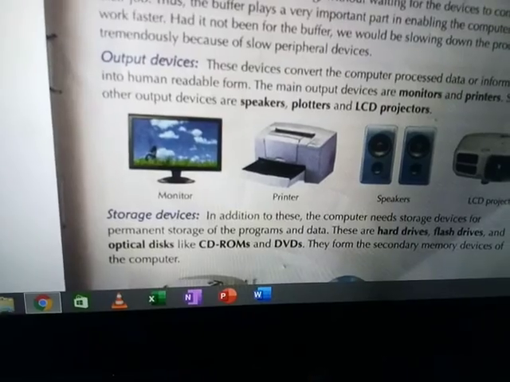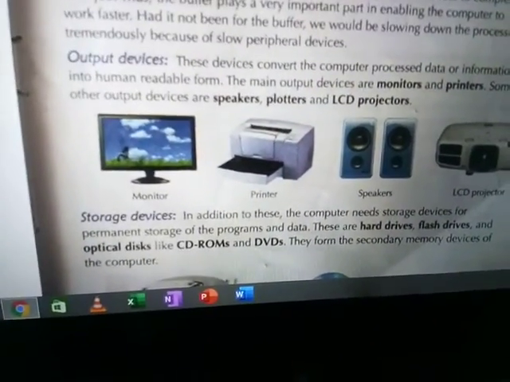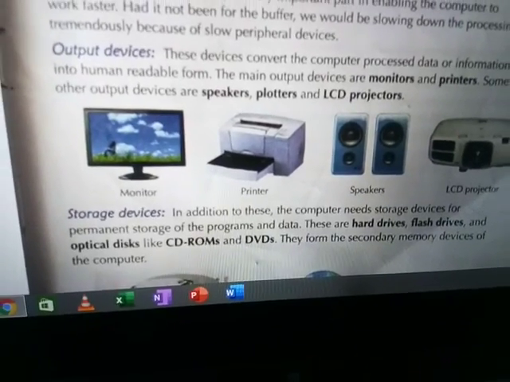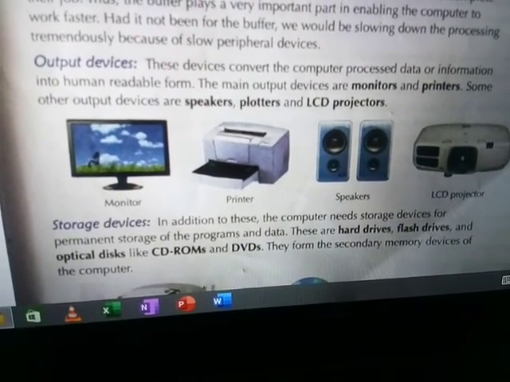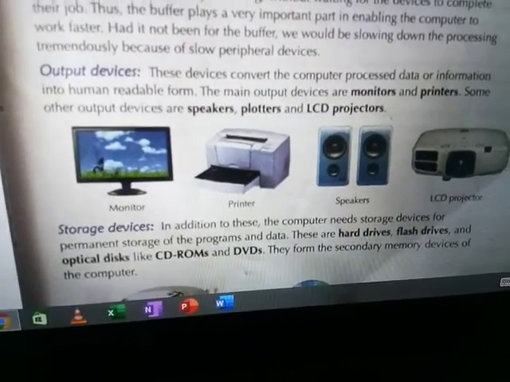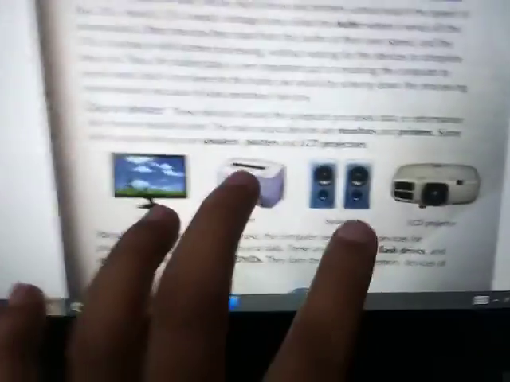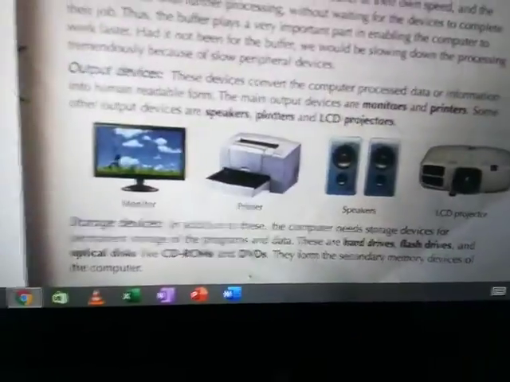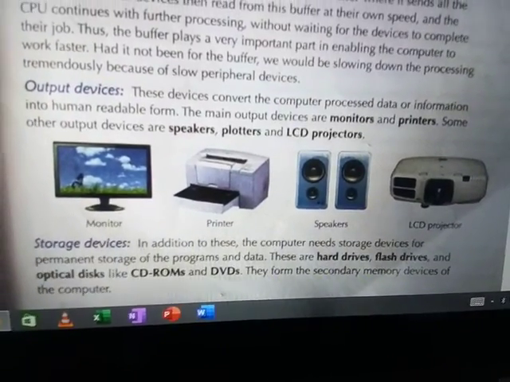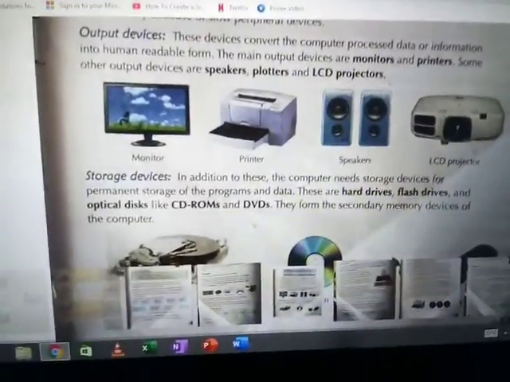The main output devices are the monitor. Monitor is an output device where the result is shown. Then printer. You have typed some document, and finally you will print it for a hard copy. Whenever you want to see, you can see it. Speaker: it produces sound. LCD projector: as we know very well, we used to take class with an LCD projector. It displays information. So these are output devices.